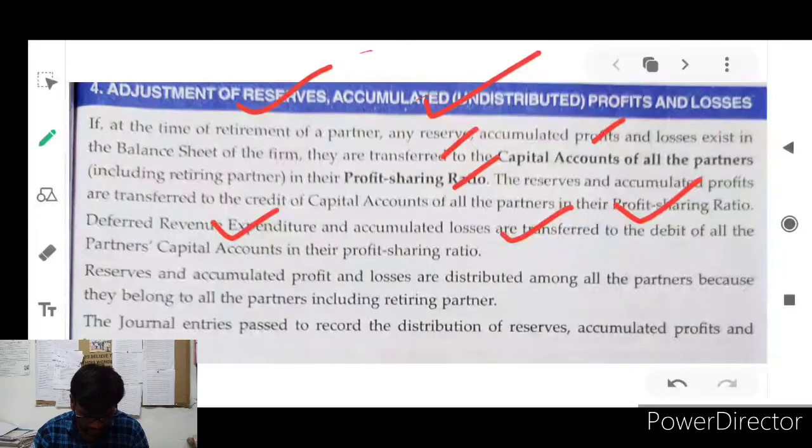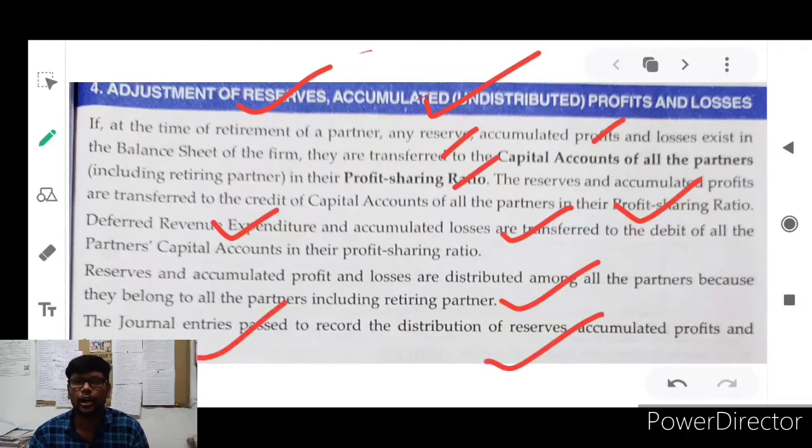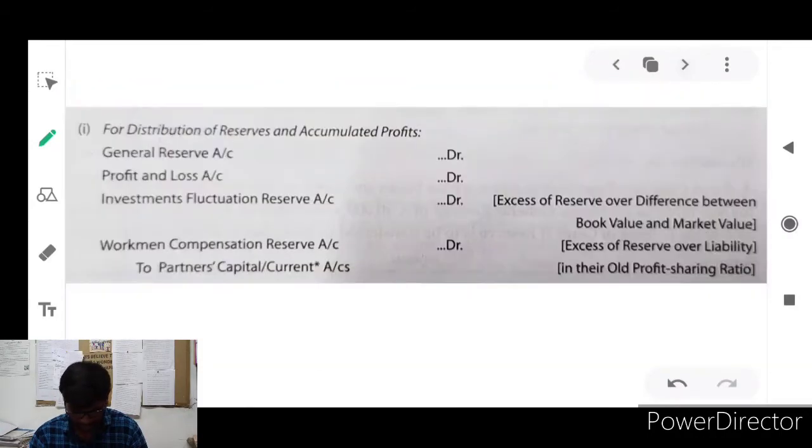Next one, reserves and accumulated profit and loss are distributed among all the partners because they belong to all the partners, including the retiring partner. So including the retiring partner, it should be transferred to all the partners, isn't it? Continuing partners plus retiring partner. And how to pass the journal entries in these situations, they have given here. One by one we can discuss.